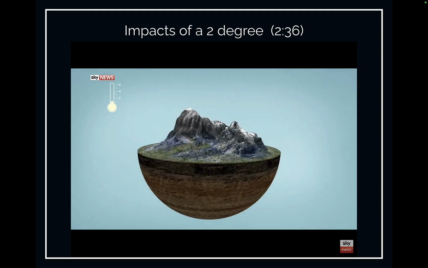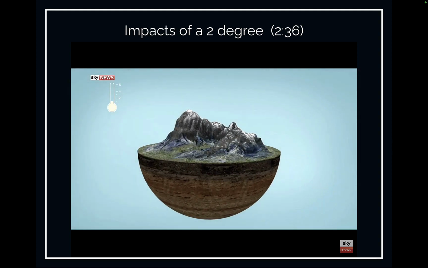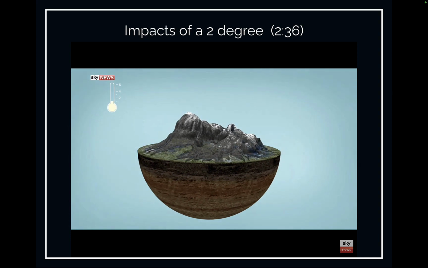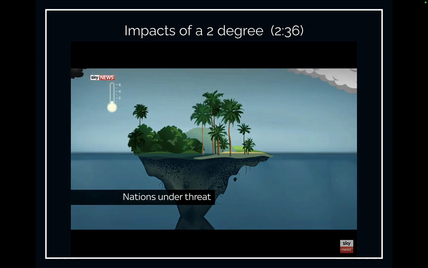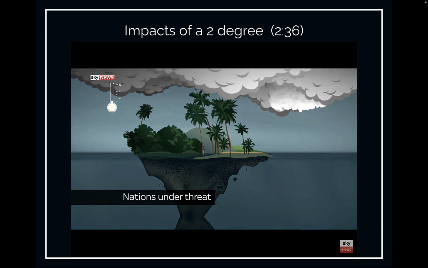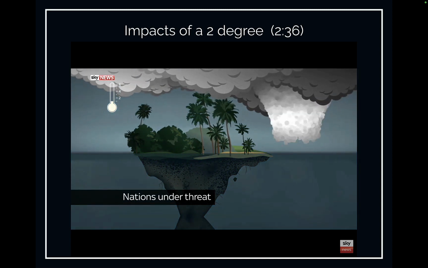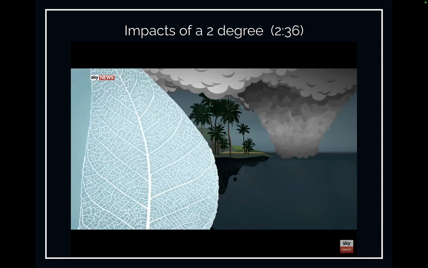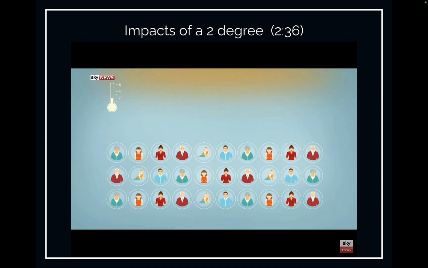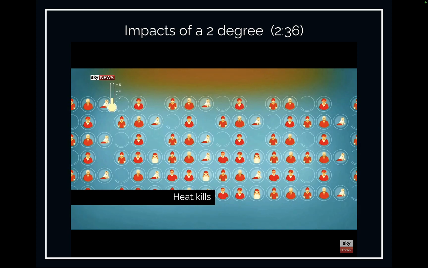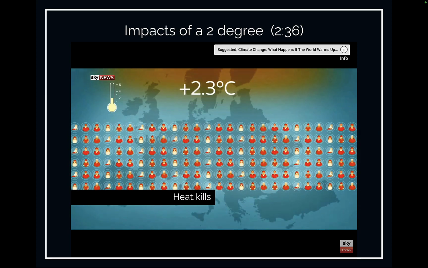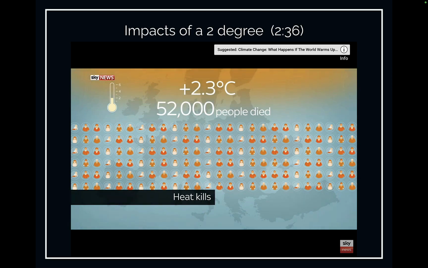Mountainous regions are at greater risk of landslides as the permafrost which held them together for thousands of years melts away. Low-lying countries like the Maldives are submerged as sea levels rise, and countries already hit by hurricanes face ever greater storms. At a 2-degree rise, people begin to die in what are now considered normal summers. In 2003, with temperatures 2.3 degrees above average, 52,000 people died across Europe.